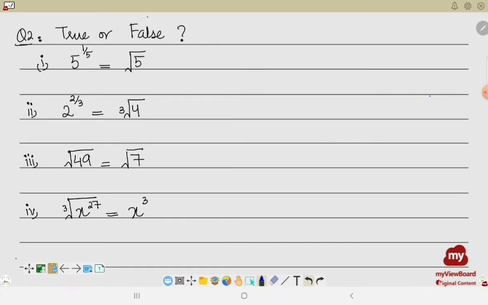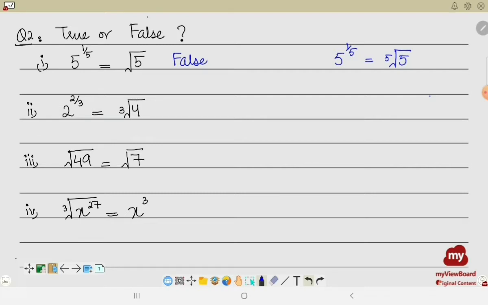So अगर हम देखें तो यहाँ पे 1 by 5 है, so यहाँ पे fifth root of 5 आना चाहिए था, तो this is a false statement. So अगर हम इसकी true statement लिखें तो 5 raised to power 1 by 5 will be equal to fifth root of 5, right? Okay, second part is 2 raised to power 2 by 3 is equal to 4 cube root of 4.